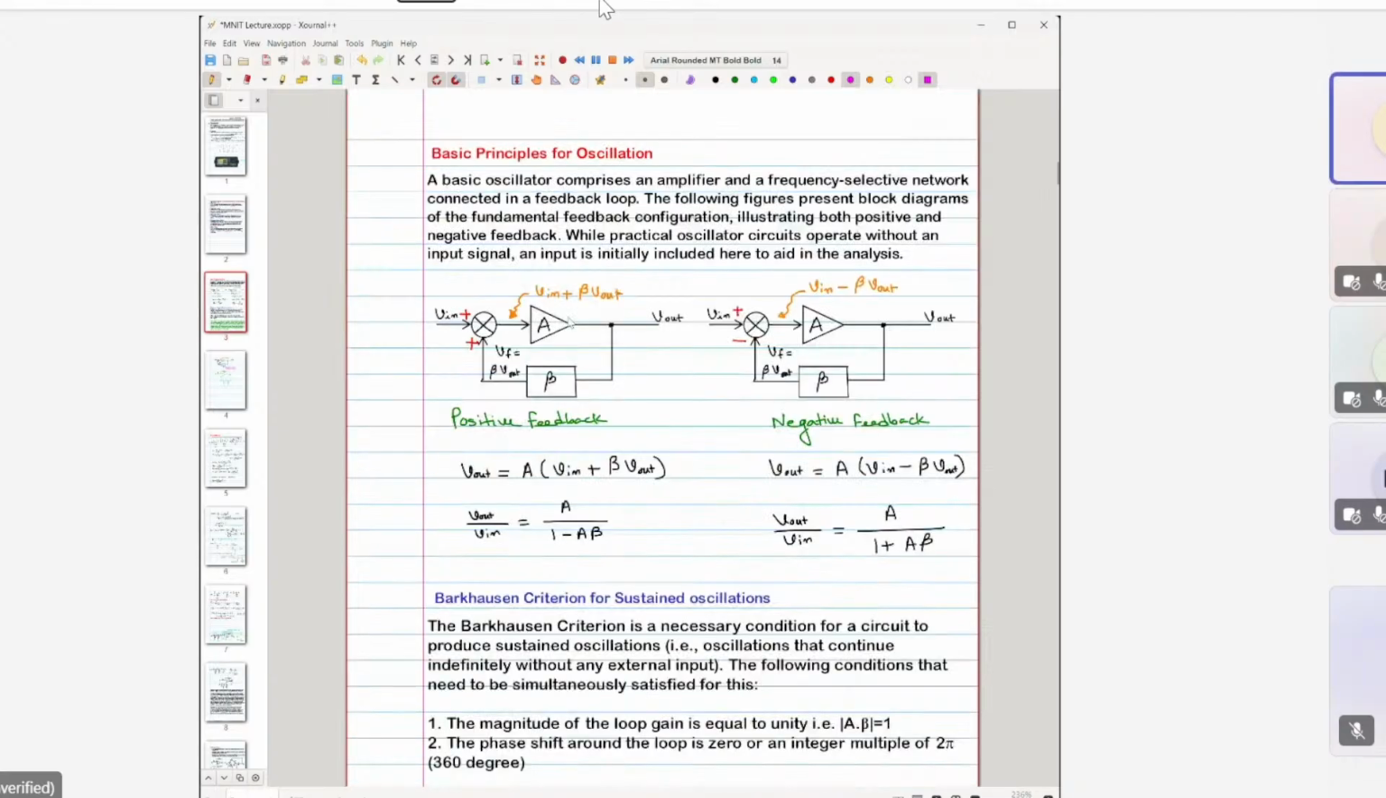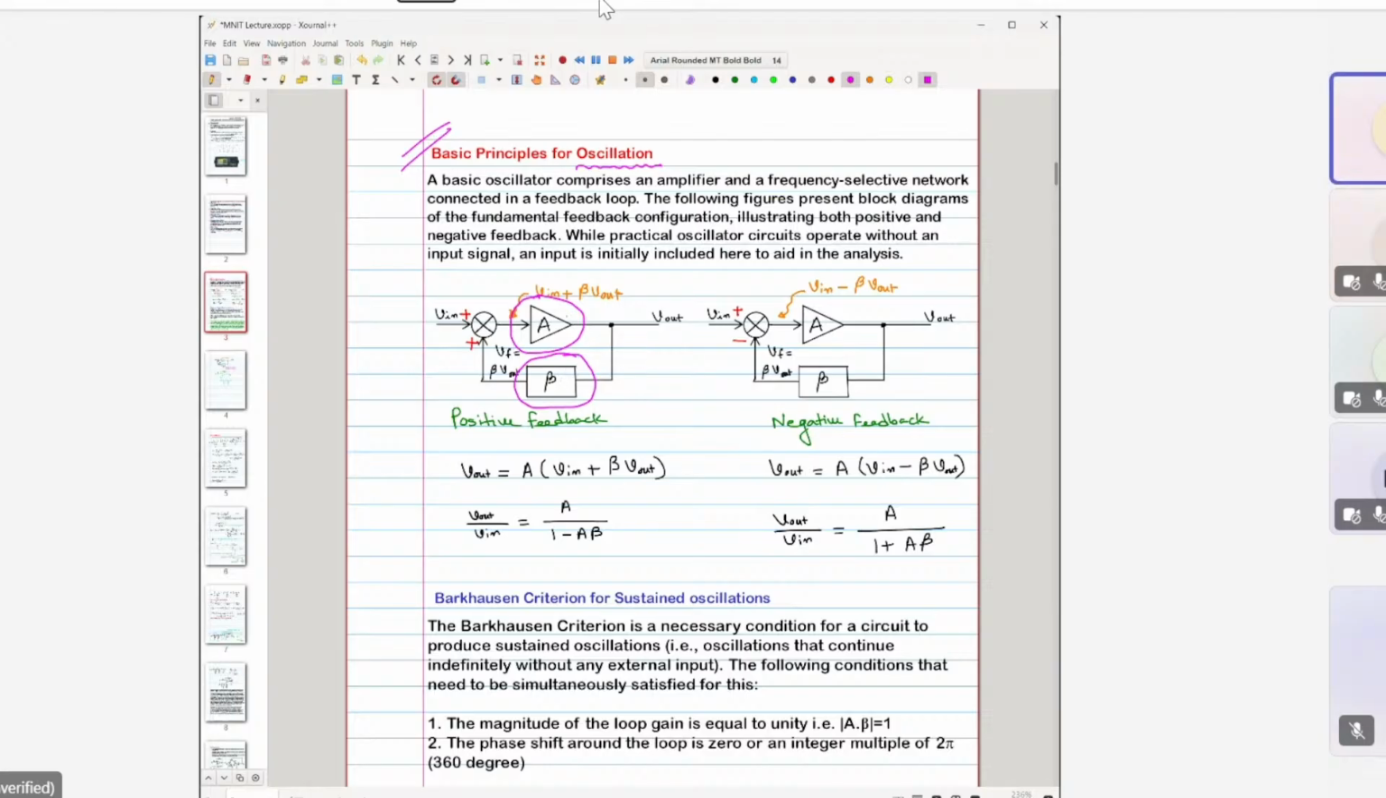Now, as we have already discussed, the primary component is the oscillator. So let us focus and spend more time on this oscillator. What is the basic principle for this oscillation, or what does an oscillator look like? An oscillator actually consists of an amplifier and a feedback network.